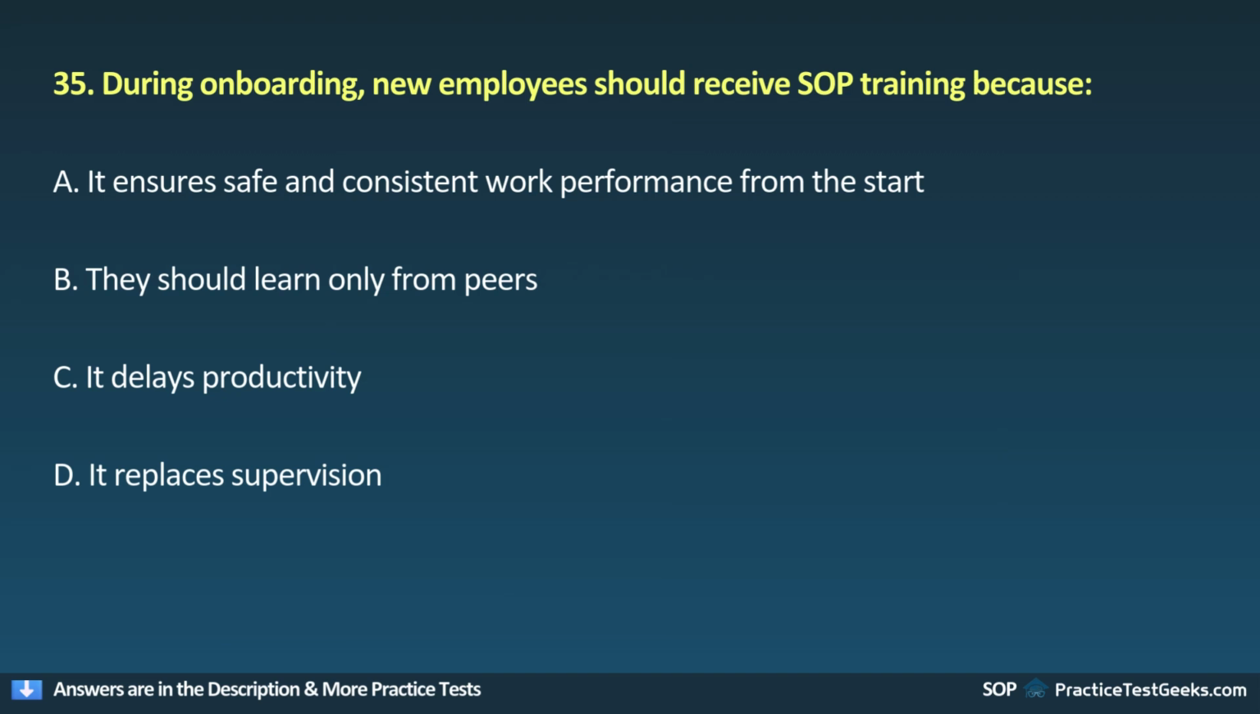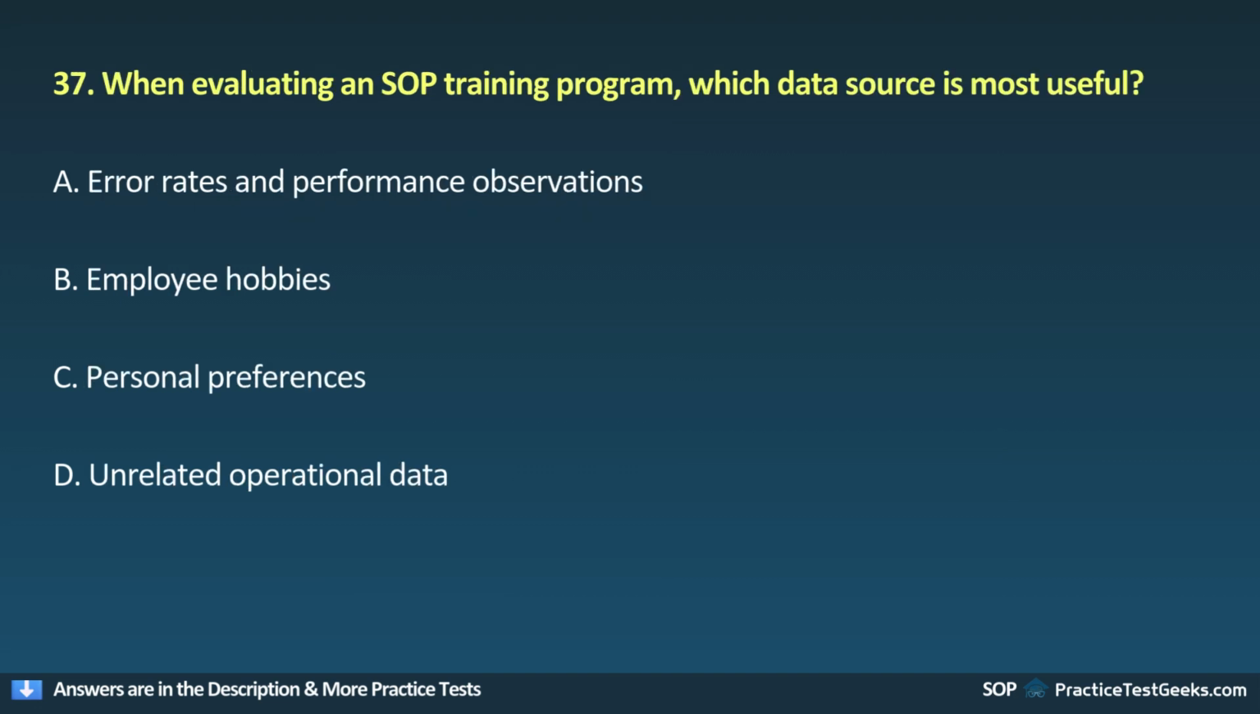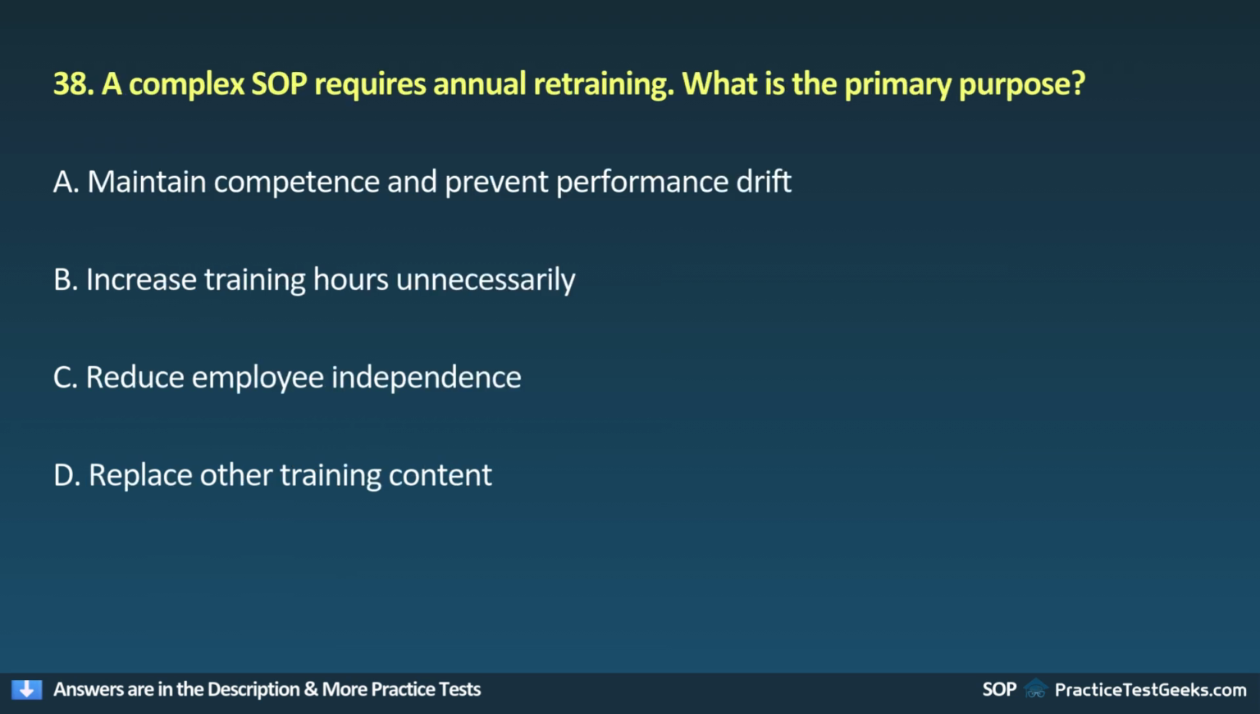D. It replaces supervision. 36. To encourage adherence to SOPs, leaders should A. Model correct behavior and reinforce expectations. B. Use shortcuts. C. Allow shortcuts. D. Inconsistently enforce rules. 37. When evaluating an SOP training program, which data source is most useful? A. Error rates and performance observations. B. Employee hobbies. C. Personal preferences. D. Unrelated operational data.